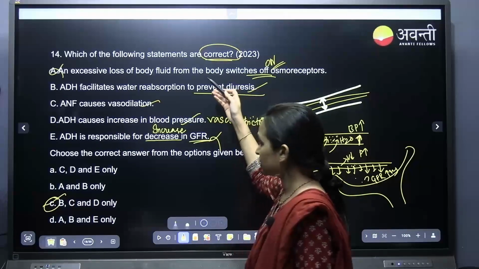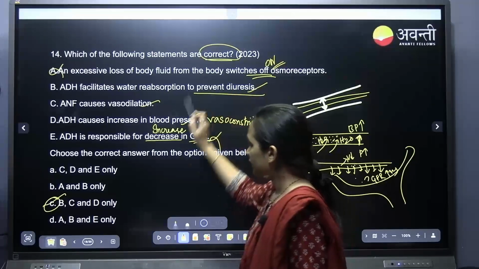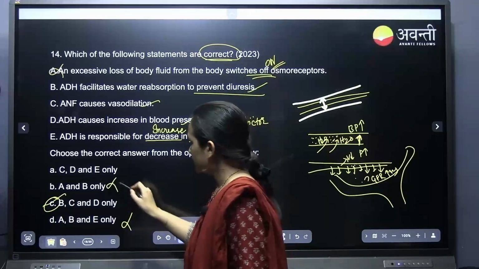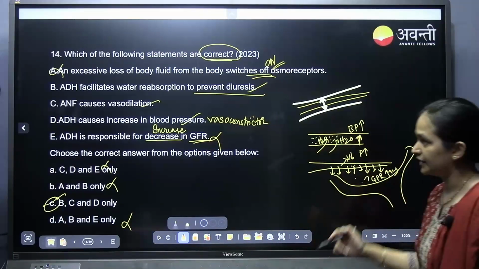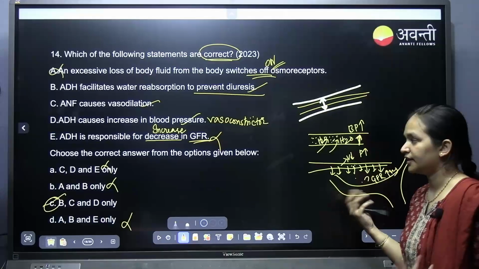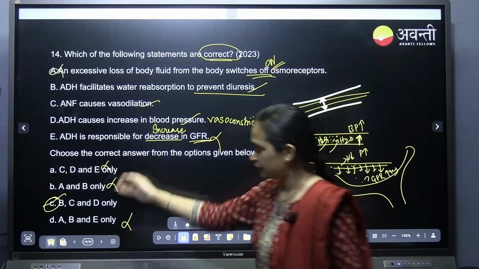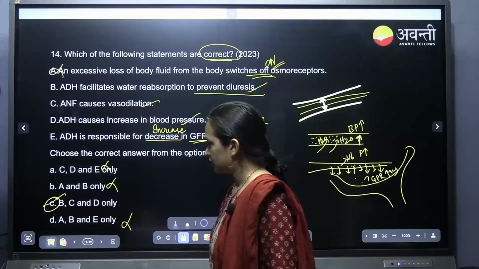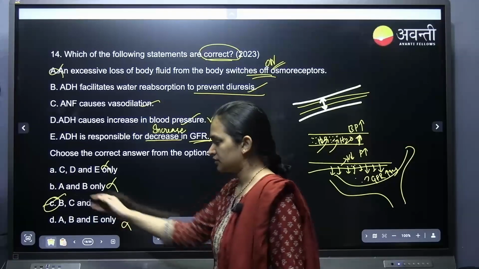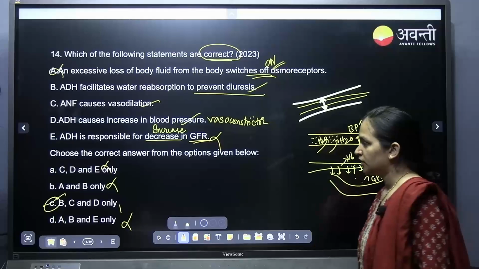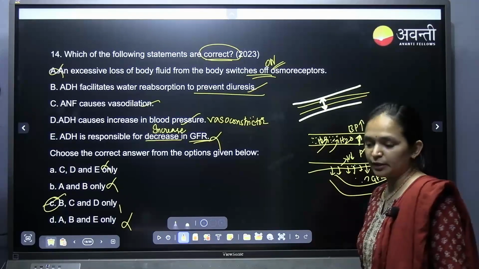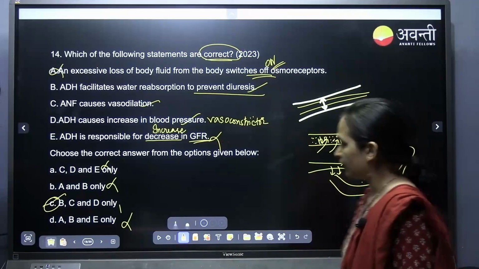Otherwise, with the elimination technique also you can eliminate it: A is not correct, then E is also not correct. If you know that A and E are definitely false, with the elimination technique also you can say that C is the right answer. So in statement-based questions that is a plus point. With the elimination technique you can mark the answer.